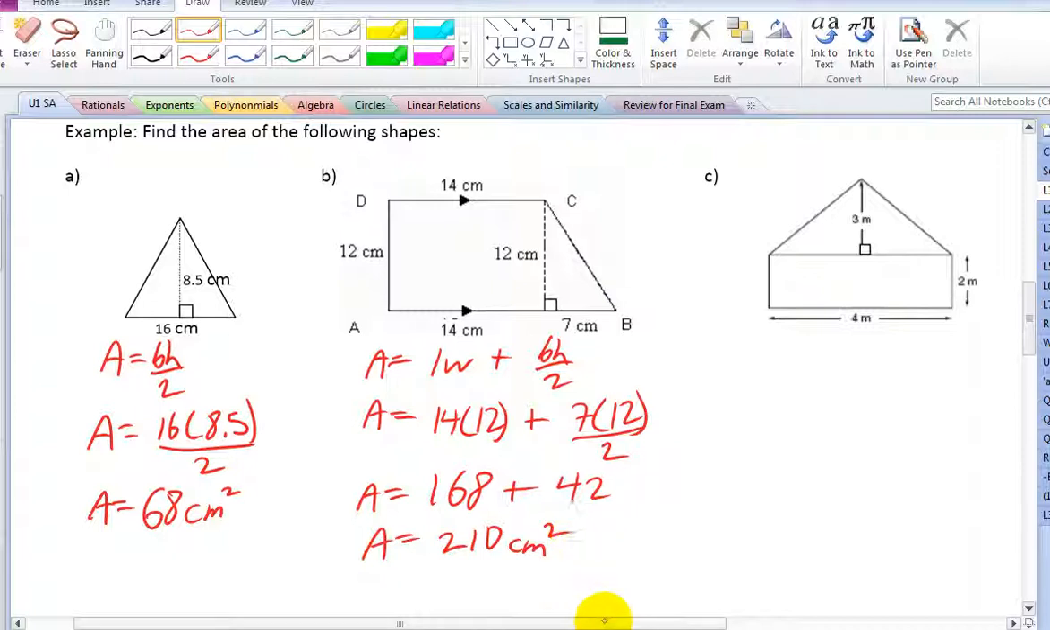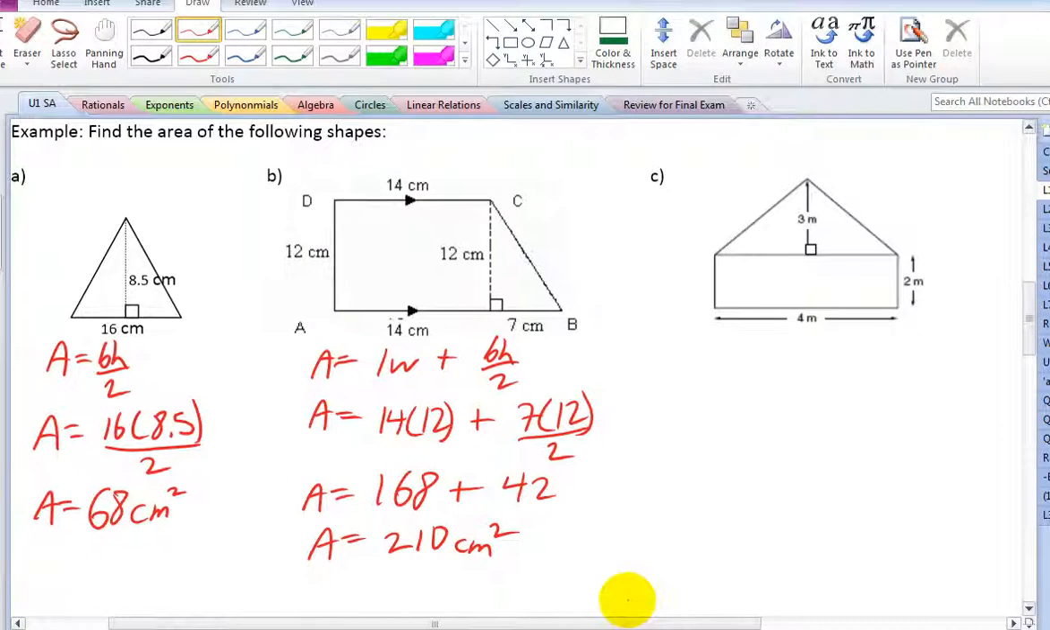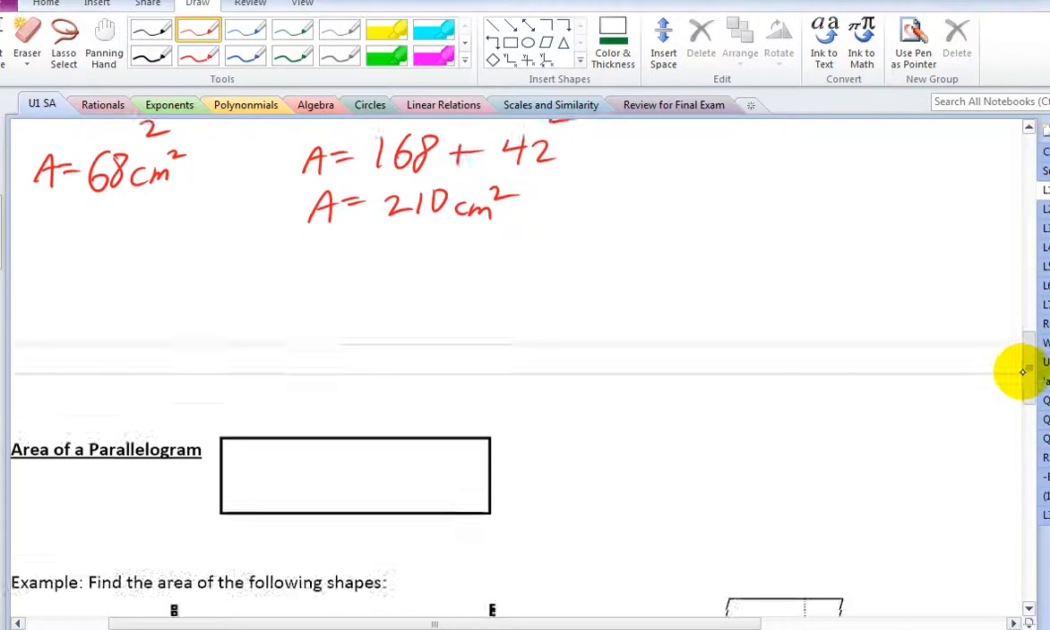Okay, next one would be the same deal. Now the 4 meters down here is also the 4 meters right up there. Let's not do that one though, because we just finished it for B. It's exactly the same. So you have to look at different places for different measurements.